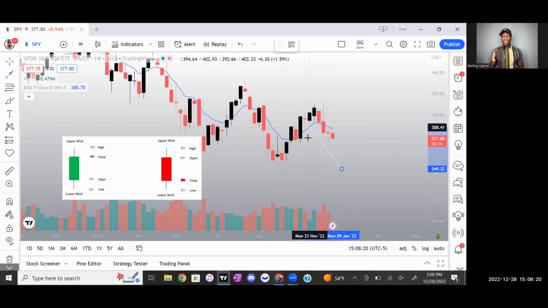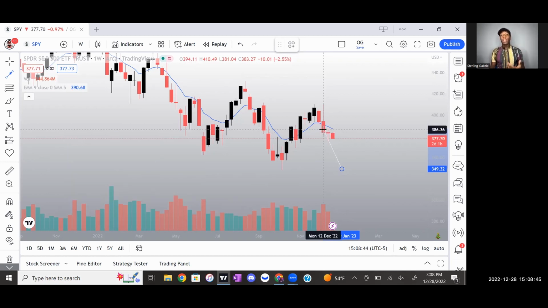So on a bullish candle, you're going to have this opening right here. This is the opening of the candle, the bottom of the body of the candle. The top of the body of the candle is going to be the closing price. And on a red candlestick or a bearish candlestick, the top of the body is going to be the opening price, and the bottom of the body is going to be the closing price.